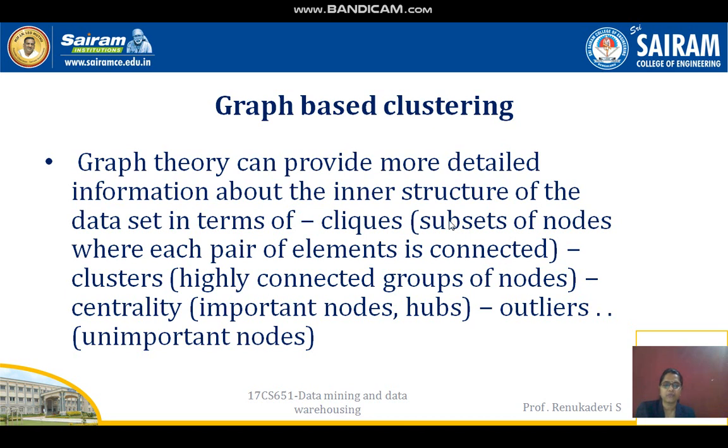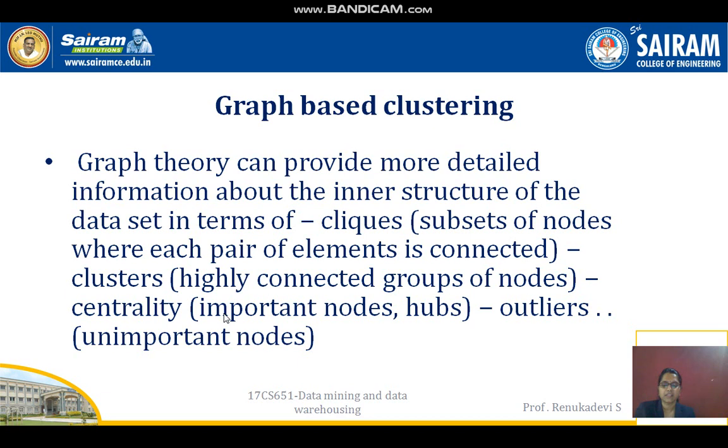So that is the subset of nodes where each pair of elements is connected. A cluster is nothing but a highly connected group of nodes, and centrality is important nodes and hubs. Outliers are unimportant nodes. Based on these, we are going to perform the activities over here.